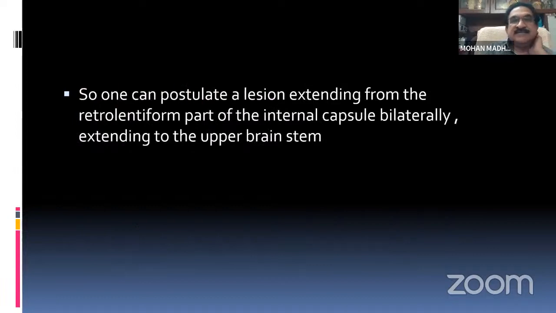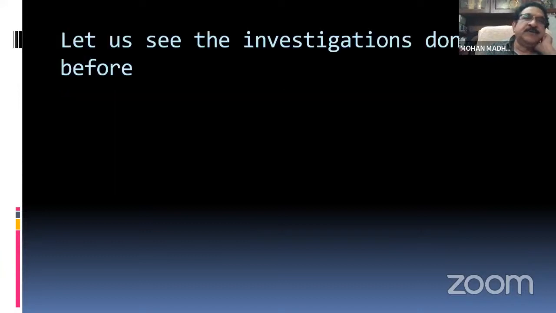So one can postulate a lesion extending from the retrolentiform part of the internal capsule bilaterally extending to the upper brainstem. Okay, whether it is optic tract or the optic radiation. If it is a brainstem lesion, it can extend. You have to indicate more likely optic radiation rather than optic tract. So what do you want?